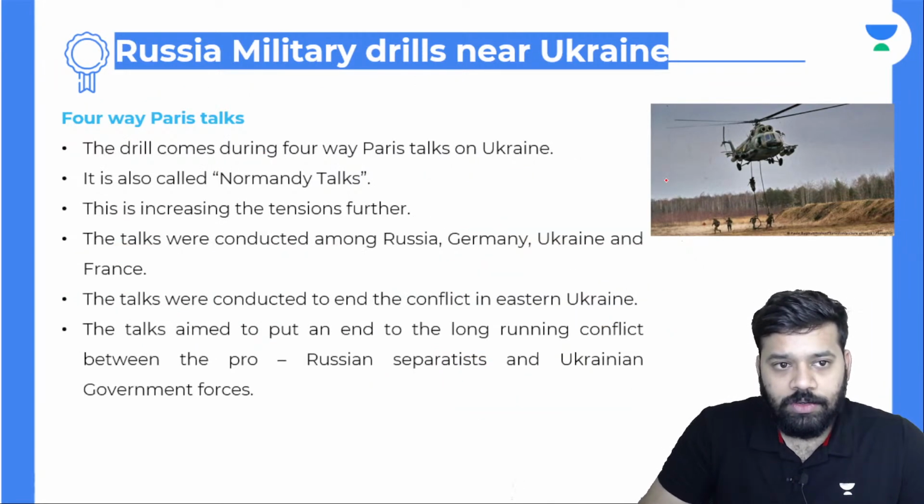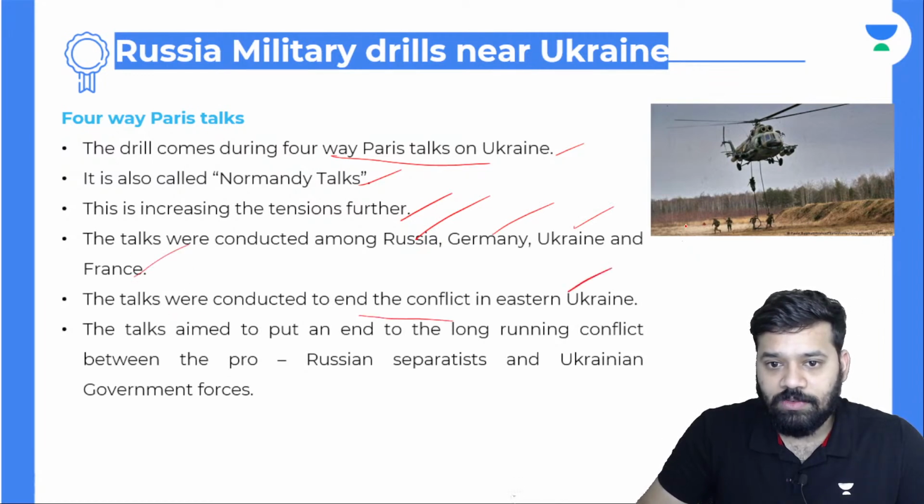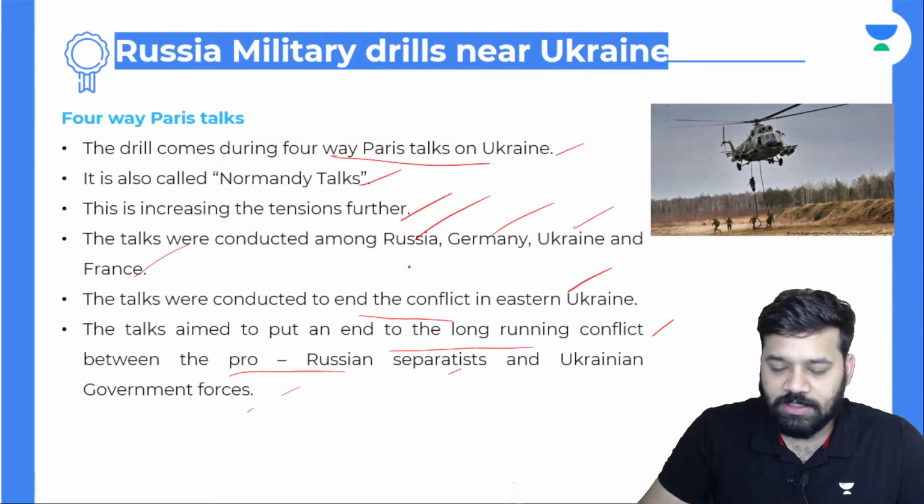Okay. Moving forward, four-way Paris talks. The drill comes during four-way Paris talks on Ukraine. It is also called Normandy talks. This is increasing the tensions further. The talks were conducted among Russia, Germany, Ukraine, and France. The talks were conducted to end the conflict in eastern Ukraine. The talks aim to put an end to the long-running conflict between the pro-Russian separatists and Ukraine government forces.